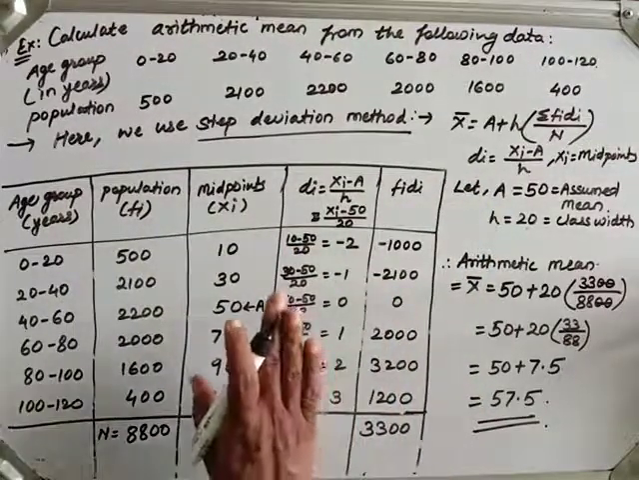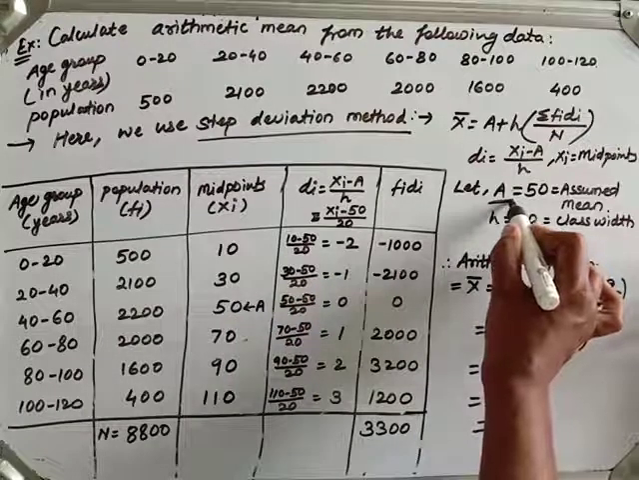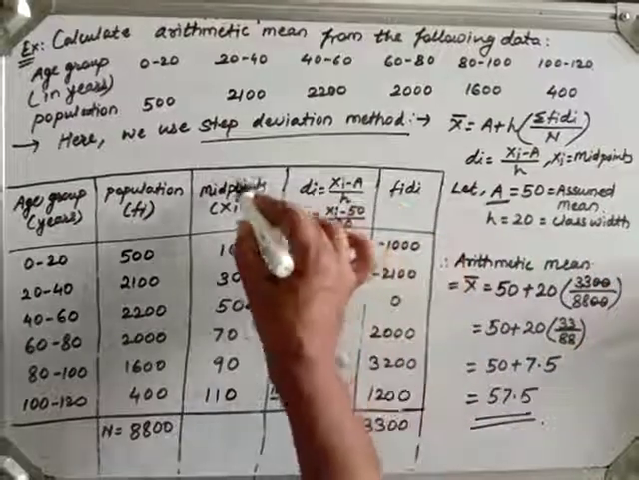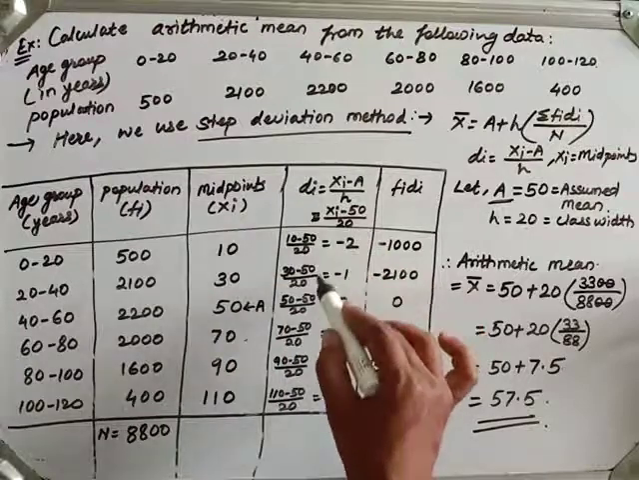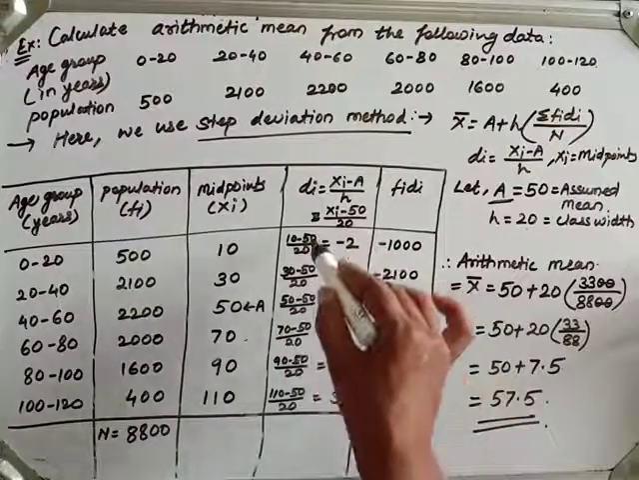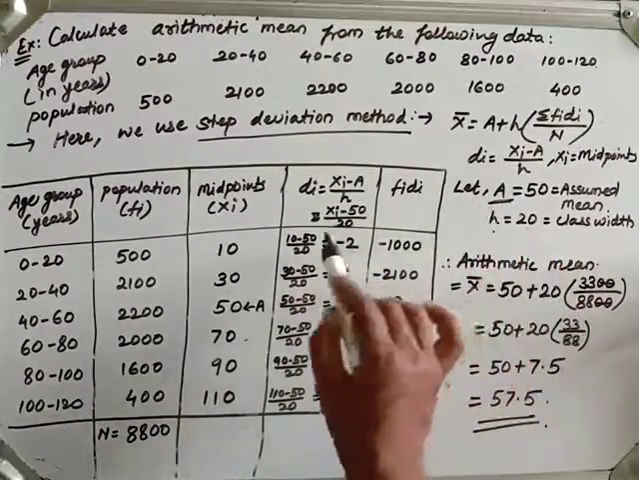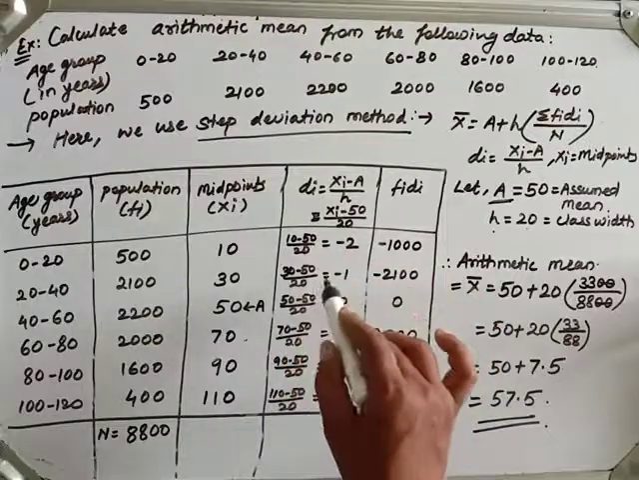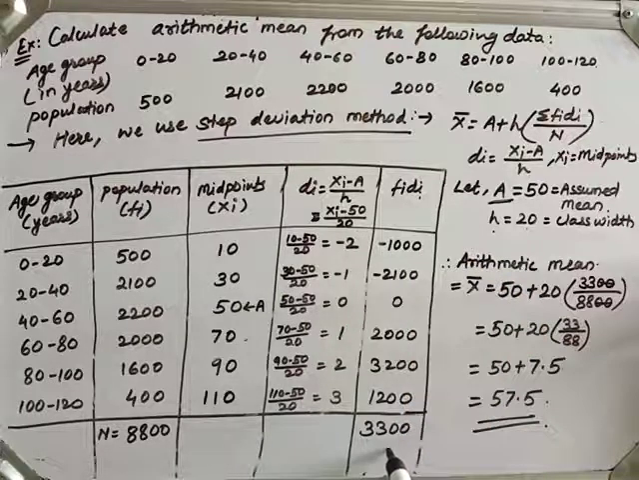So what are the steps here? First of all, we need an assumed mean, then obtain midpoints. From the midpoints we have to obtain these deviations, using h and A. Then we find fi into di and its sum. Then apply the formula and get the arithmetic mean. Fine. So this is the step deviation method.